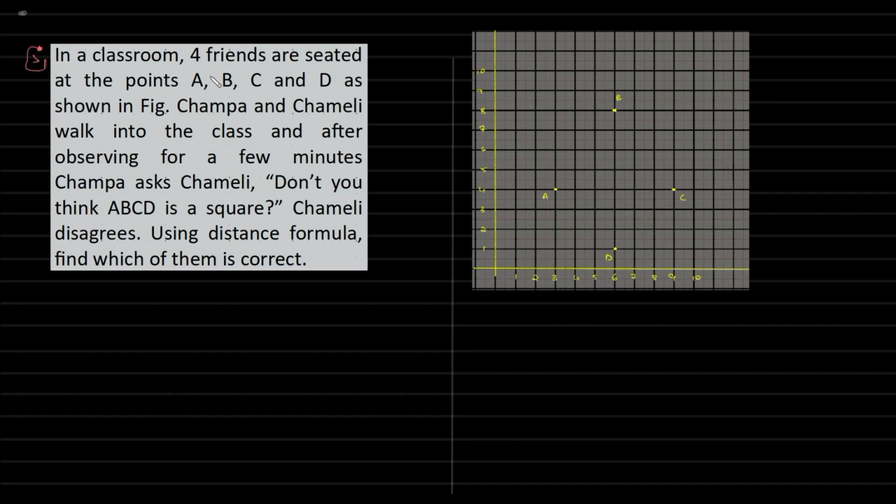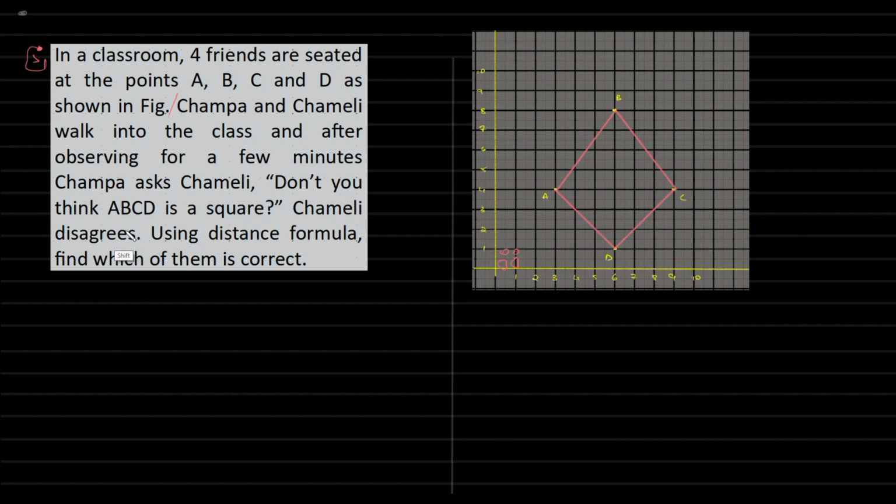In a classroom, 4 friends are seated at A, B, C, D as shown in the figure. Chameli and Champa walk into the classroom. So we have 2 people walking in. And after observing for a few minutes, Champa asked Chameli, this will never happen, but anyways, don't you think ABCD is a square?